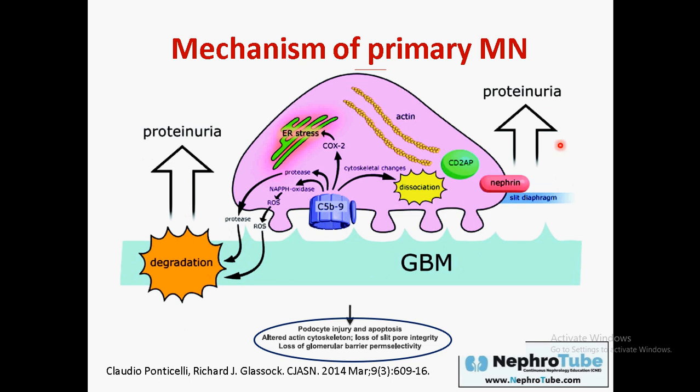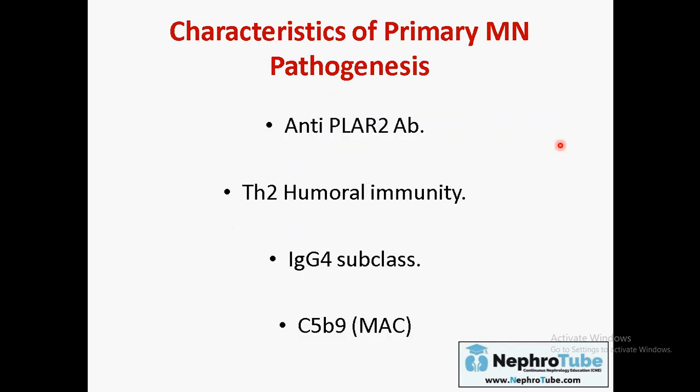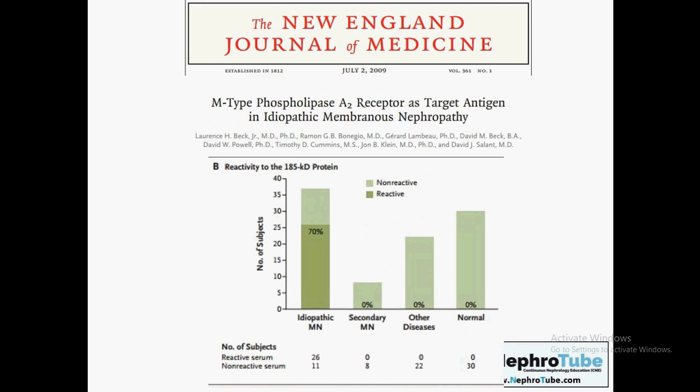with increased permeability of the glomerular basement membrane and proteinuria. So the characteristics of primary membranous nephropathy pathogenesis are the presence of a native antigen on the podocytes, which is mainly anti-PLA2R, the activation of humoral immunity, the presence of the IgG4 subclass, and the formation of membrane attack complex. As the native antigen is the most important, I will talk in short about it, the anti-phospholipase A2 receptor antibody. It was first described in 2009.